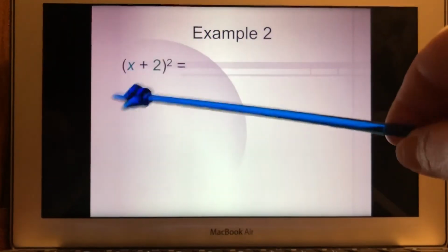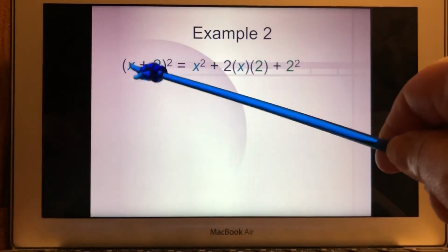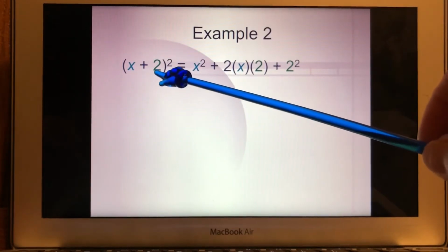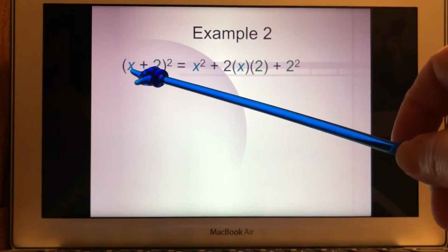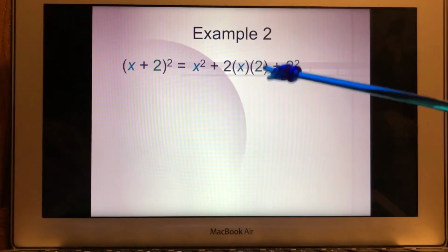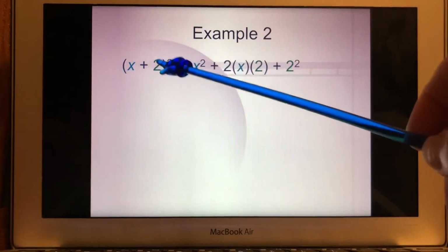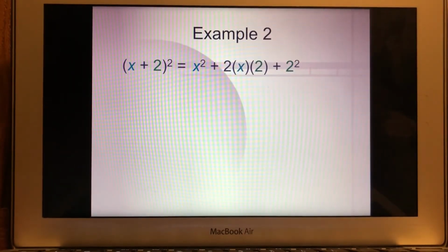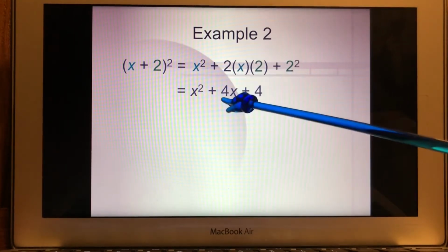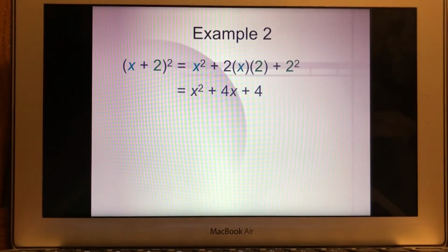Now, try this one, okay? x plus 2 squared. So it's the first term squared, x squared. The outside and inside terms, it would be 2x. 2 of them, right? So basically this middle term here is going to be 2 times x times 2, which is 4x. And then the last term squared, 2 squared, which is 4. So we have x squared plus 4x plus 4. And there's my final answer.